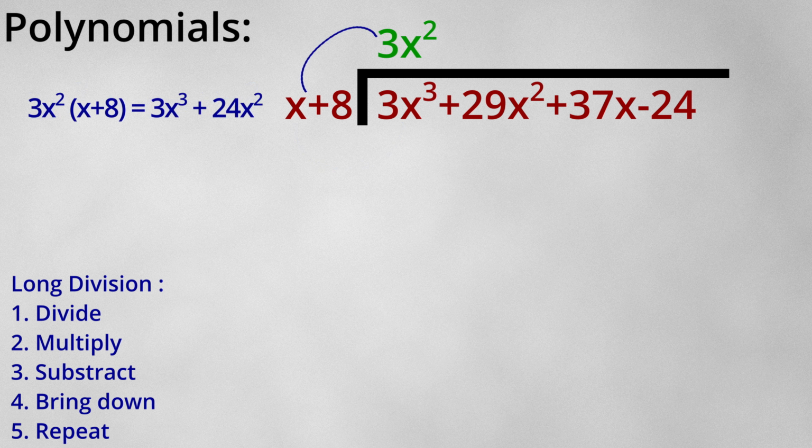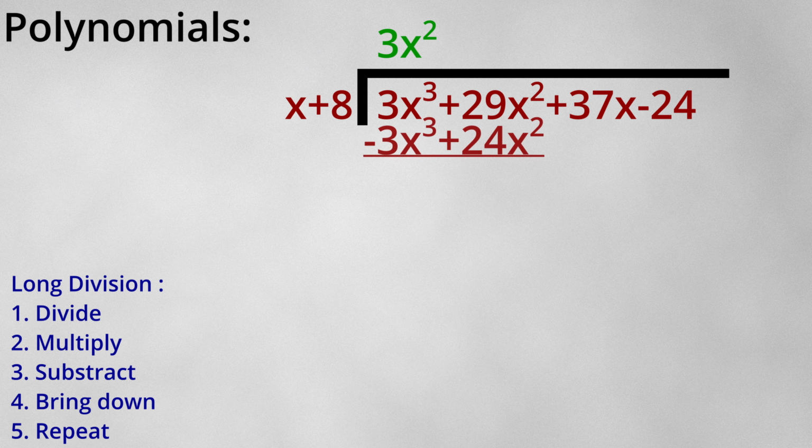Then we multiply our 3x squared and our denominator. So 3x squared times x plus 8. This gives us 3x cubed plus 24x squared. We will then subtract, as we usually do with long division. And we also bring everything down and repeat. So 5x squared divided by x. This gives us 5x. So once we write it on top, we'll proceed with our multiplication.